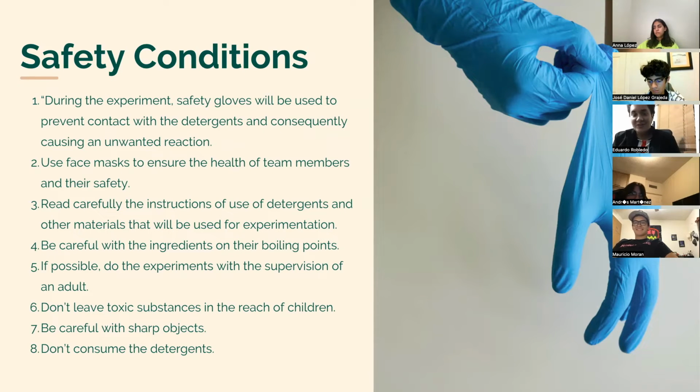The safety conditions for this experiment. During the experiment, we recommend you use safety gloves to prevent contact with the detergents and constantly causing an unwanted reaction. We use face masks to ensure the health of team members. You must read the instructions carefully before doing an experiment. You must be careful with ingredients and the boiling points. If possible, you need the supervision of an adult in this experiment. You must not leave toxic substances within reach of children. Be careful with sharp objects and don't consume the detergents.